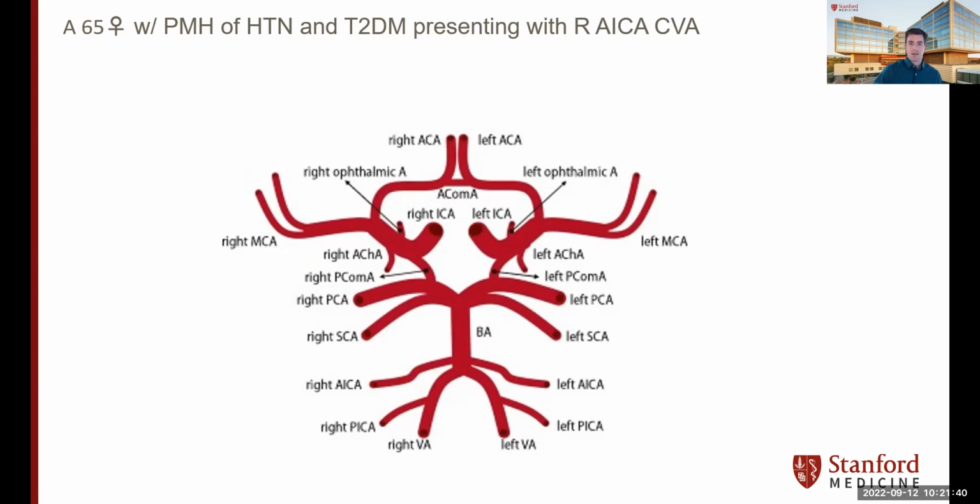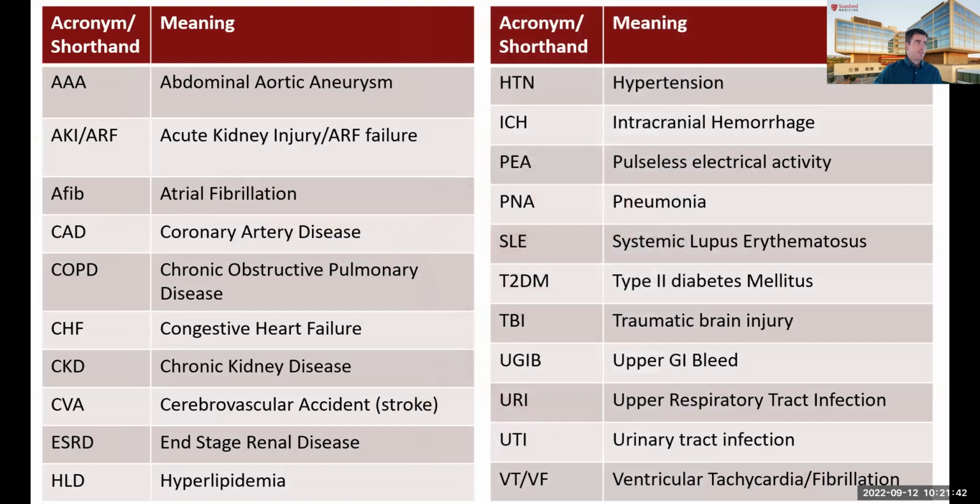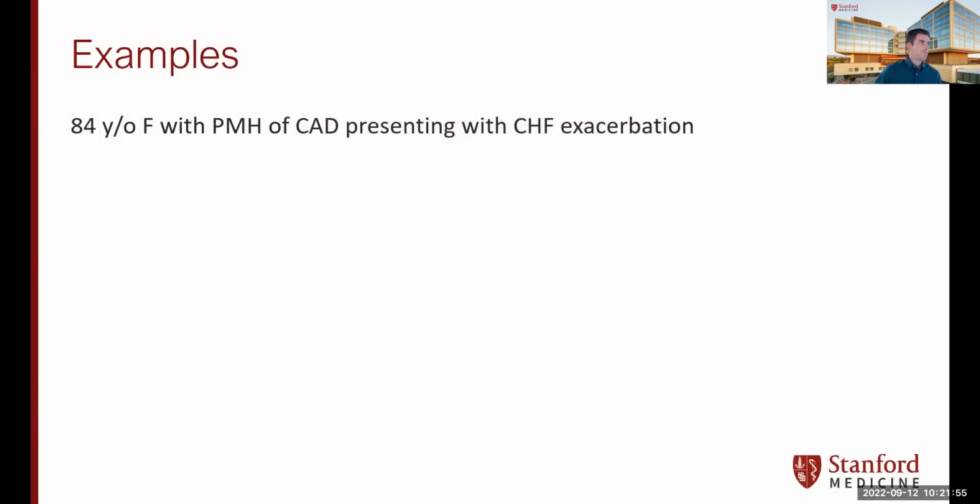So let's go through a couple of these one-liners based on topics. These are some of the important acronyms that we use and what they mean, and then we're just going to go ahead and go through them. So first off is an 18-year-old female with a PMH of CAD presenting with CHF exacerbation. What do you all think that's referring to? And we'll be relatively quick through these because we have a number of one-liners at the bottom.